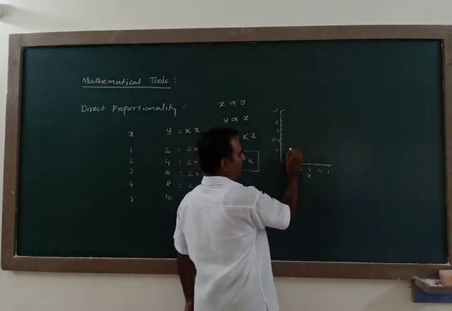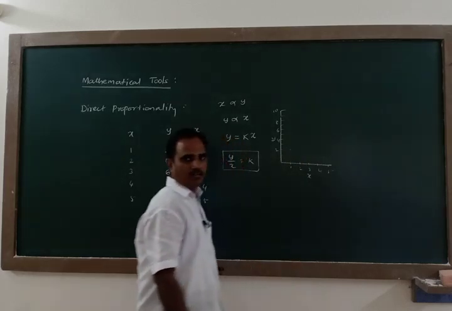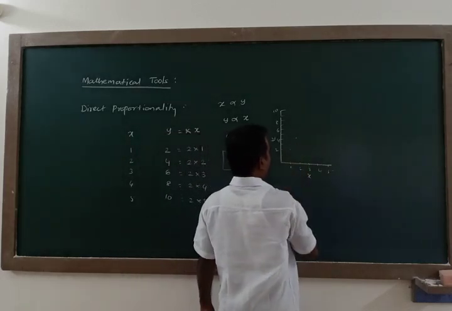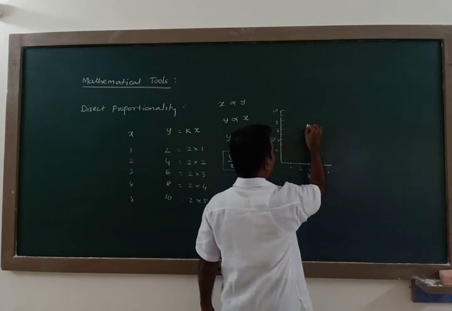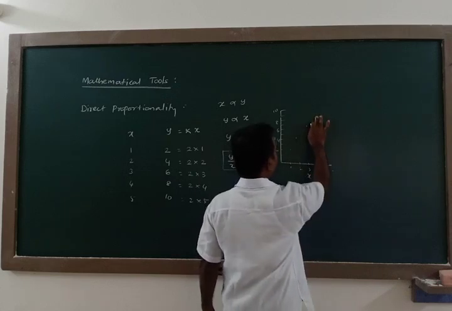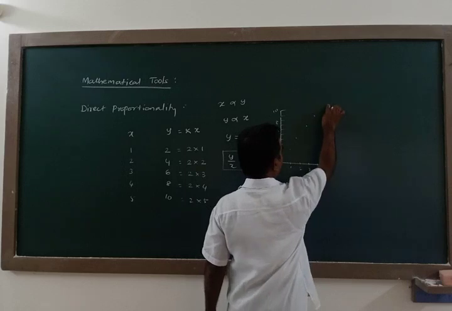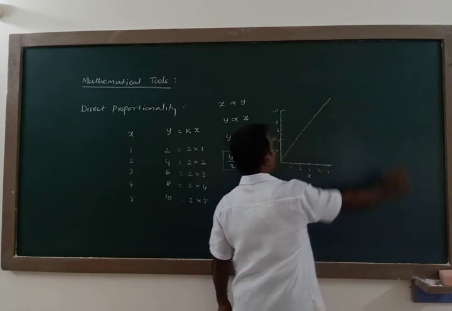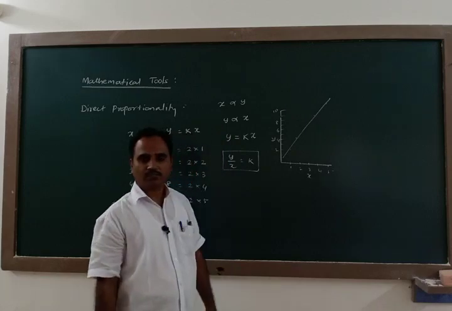When x is equal to 1, y is equal to 2, you will get a point here. When x is equal to 2, y is equal to 4. When x is equal to 3, it is 6. When this is 4, then this is 8. When this is 5, this is 10. So if I join these points, what do you get? A straight line like this.